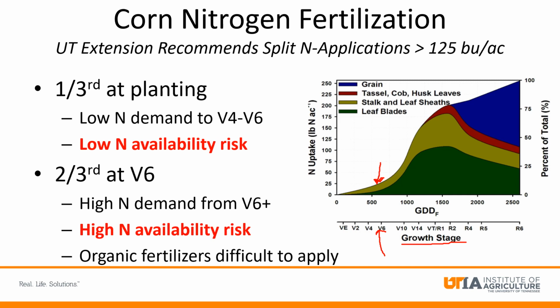So there is high demand for the corn subsequent to growth stage V6, and for this reason we would obviously not want to include an organic fertilizer that has to be broken down in the soil, and that could impact yield when the nitrogen demand is very high. So there is high nitrogen availability risk. So obviously when we're using litter as a fertilizer, it would appear that using it as part of the split that is applied at planting would be the wise way to go.